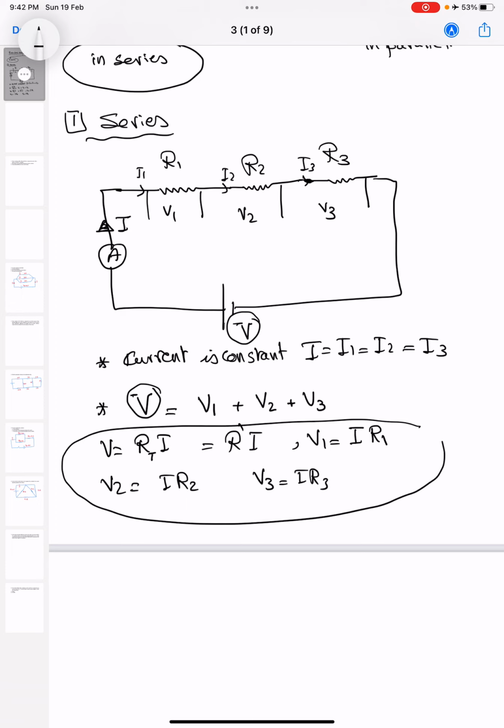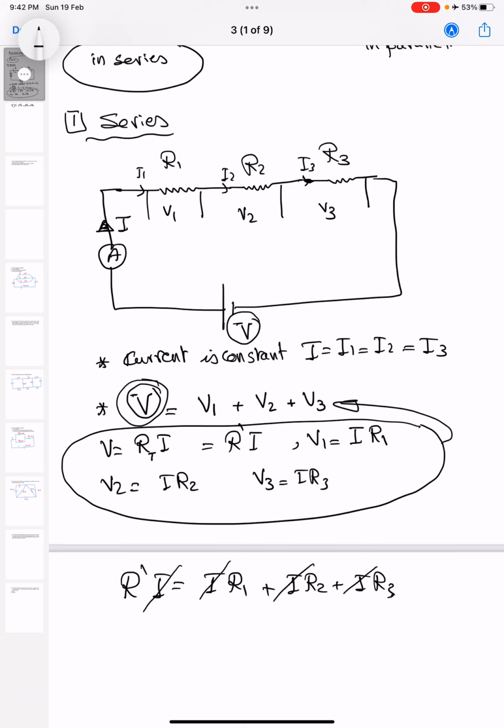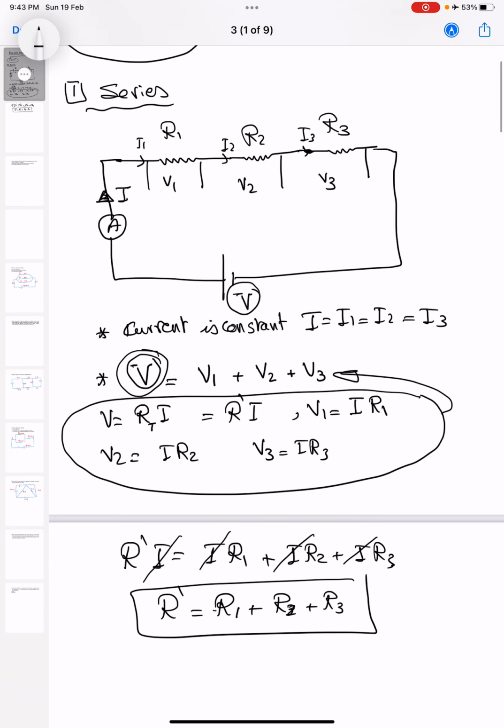Take the four equations in the first equation. So we can change V by R dash I equals V1 plus V2 plus V3, which is I R1 plus I R2 plus I R3. Okay. I can neglect I. So the total resistance in series is a summation of resistances. This is the total resistance.